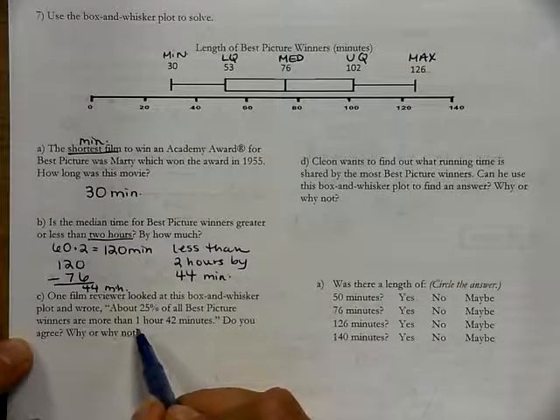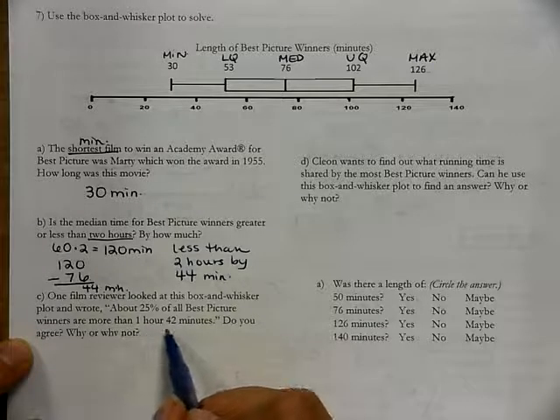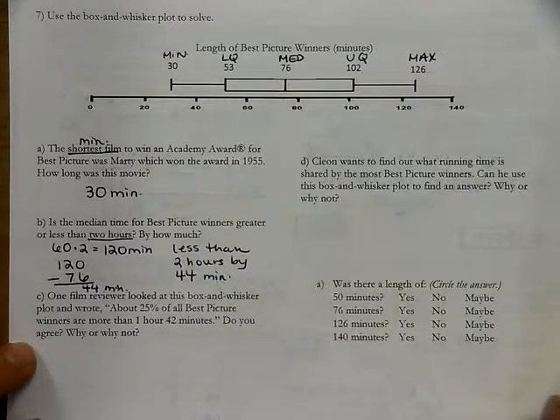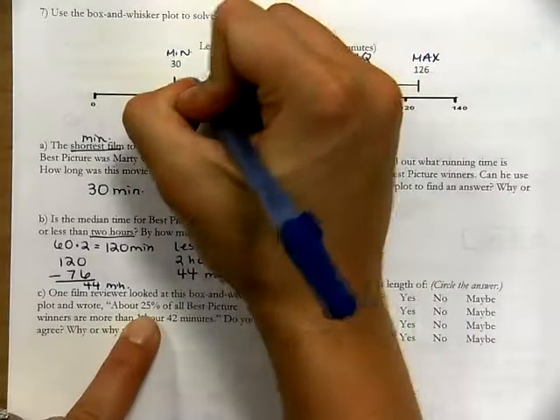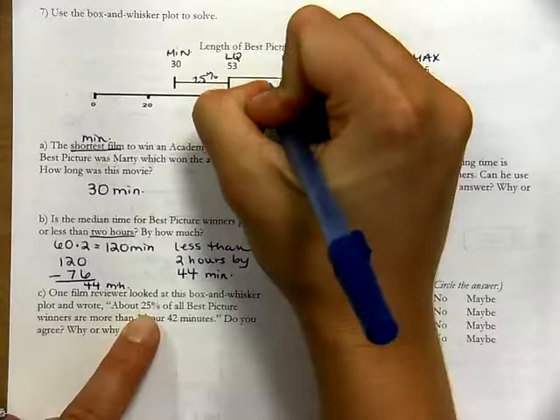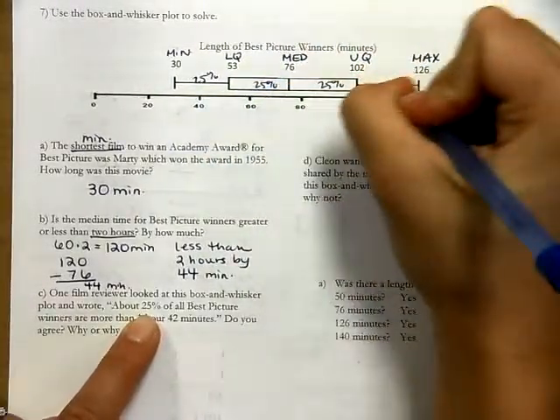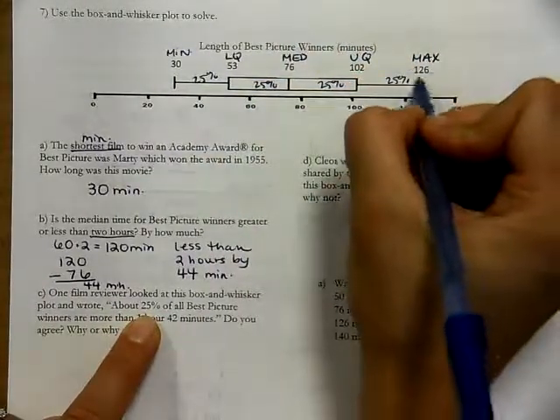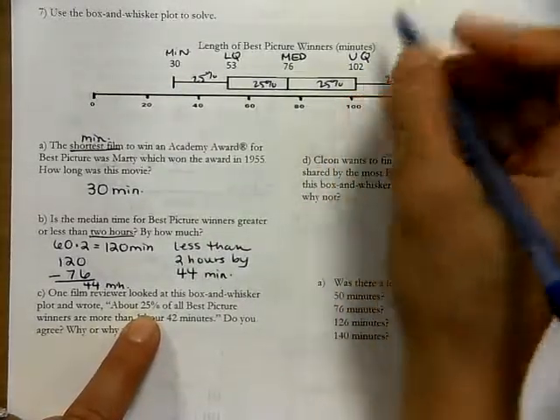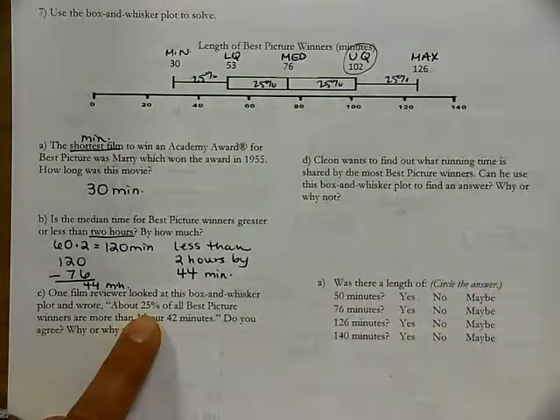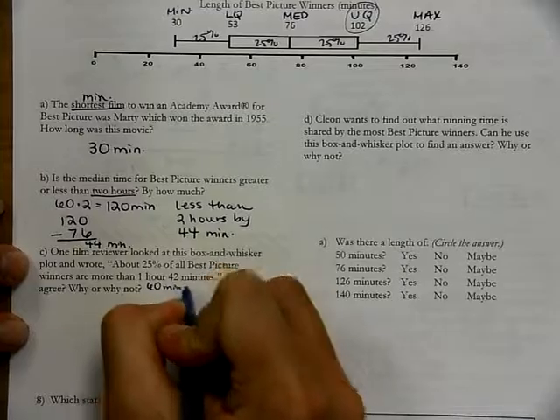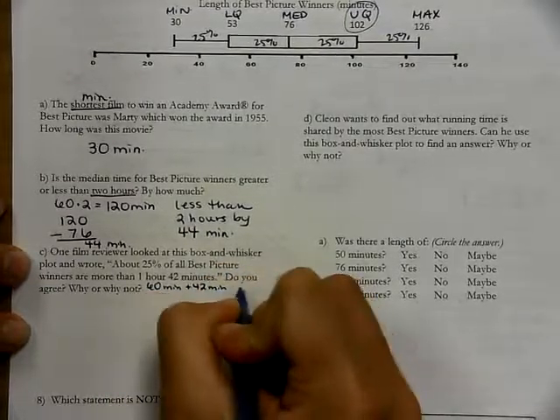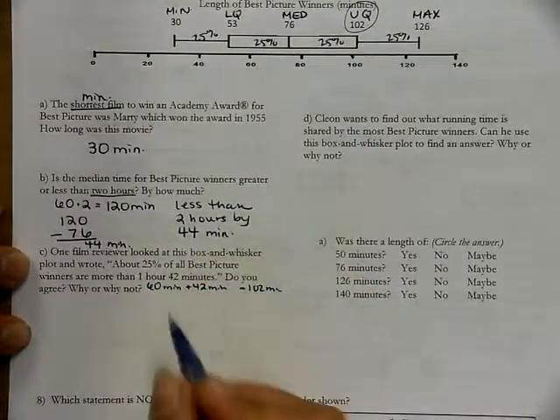For part C, one film reviewer looked at this box and whisker plot and wrote about 25% of all Best Picture winners are more than 1 hour, 42 minutes. Do you agree or disagree? Well, I know that 25% are more than, so let's look up here. We know each one of these represents 25%. So the top 25% are above the upper quartile of 102 minutes. So 1 hour and 42 minutes, well, 1 hour is 60 minutes plus 42 minutes equals 102 minutes. So I agree.